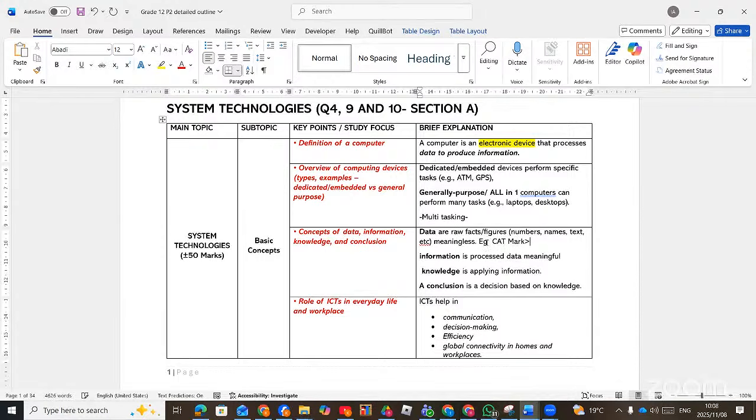Your cat mark is 20. So that's the data, it's just a raw number, which is meaningless.